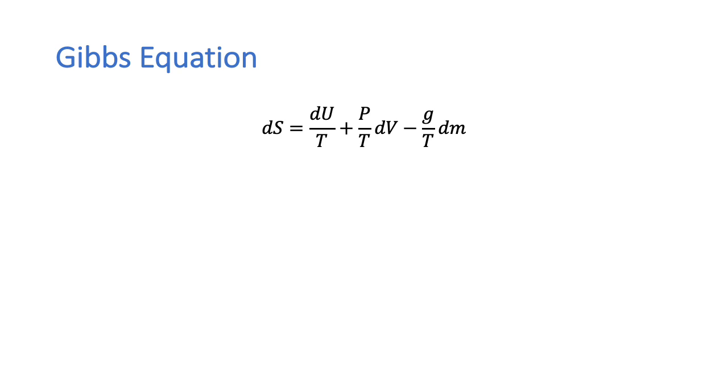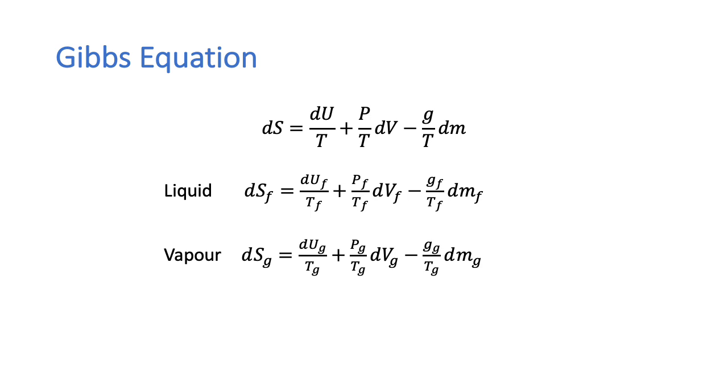So dS is equal to dU upon T plus P upon T dV minus G upon T dM. Let's write the Gibbs equation for the liquid. So dS_F is equal to dU_F upon T_F plus P_F upon T_F times dV_F minus G_F upon T_F times dM_F. The Gibbs equation for the vapor becomes dS_G is equal to dU_G upon T_G plus P_G upon T_G times dV_G minus G_G upon T_G times dM_G.